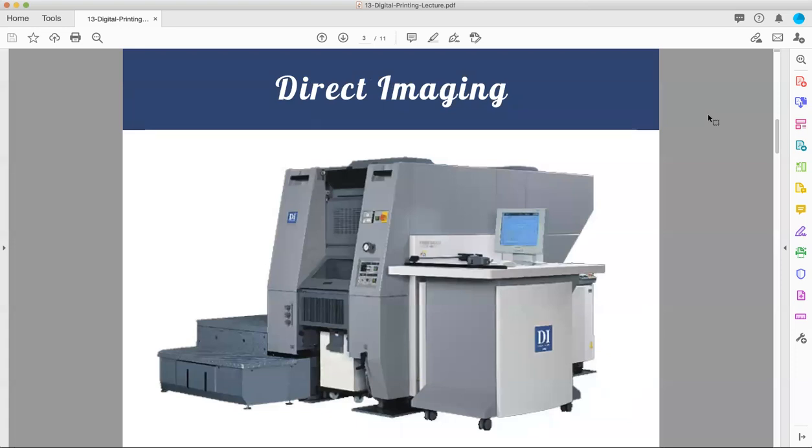Direct imaging is one of those semi missing link type printing things. I've never seen one in the wild. This is like the Archaeopteryx of printing. For those of you who were ever 5 years old and remember it, you know what I'm talking about. If not, I'll refresh you.